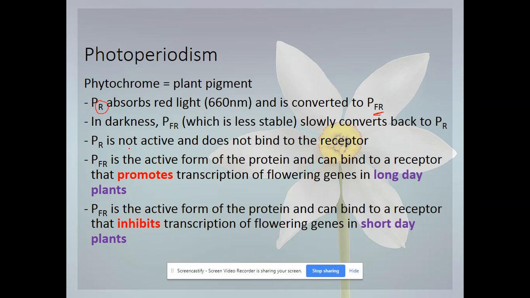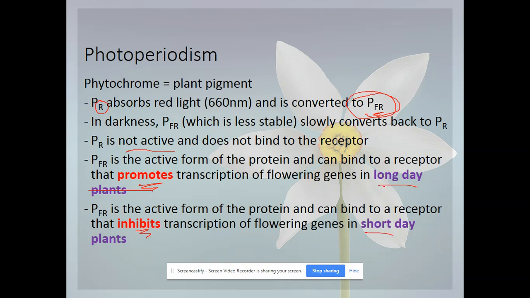Red is not active. It doesn't bind to any receptors. It doesn't do anything. It just sits there until it absorbs some energy from the sun. Far red, however, is active, but what's weird is that it can be both a promoter and an inhibitor. So far red, which we make in lots of light, is going to promote or activate the flowers in a long day plant, whereas it's going to inhibit, stop the production of flowers in a short day plant.